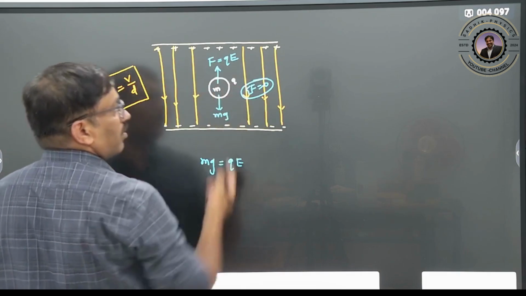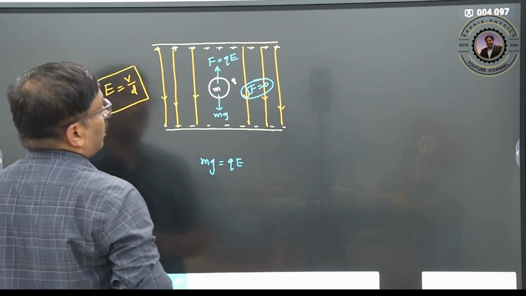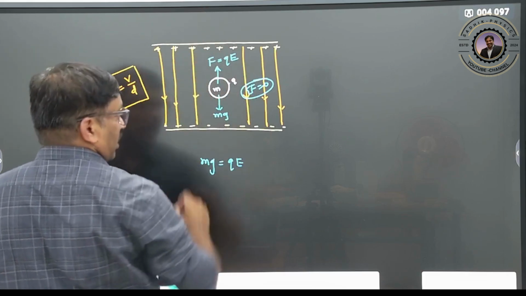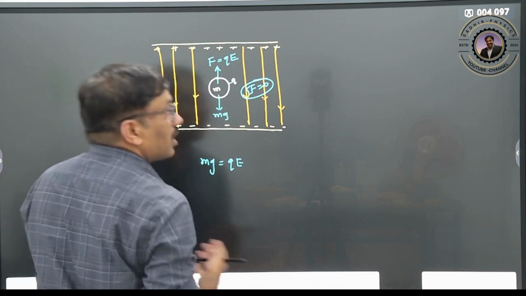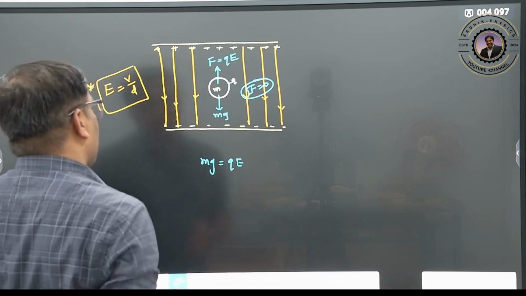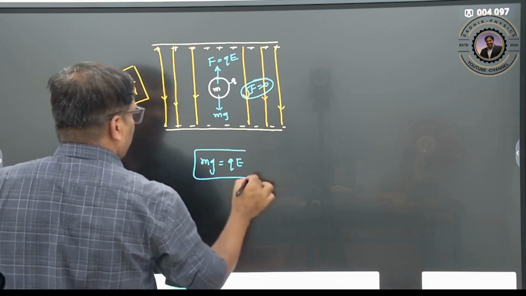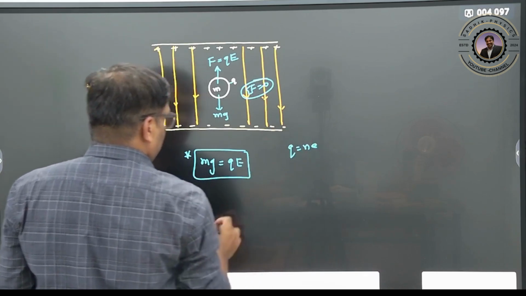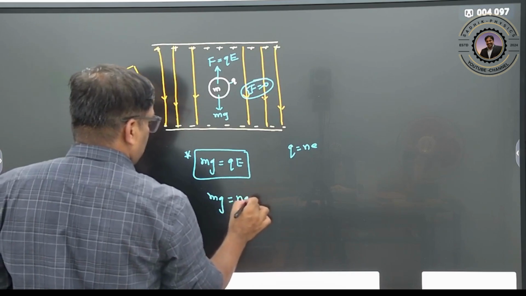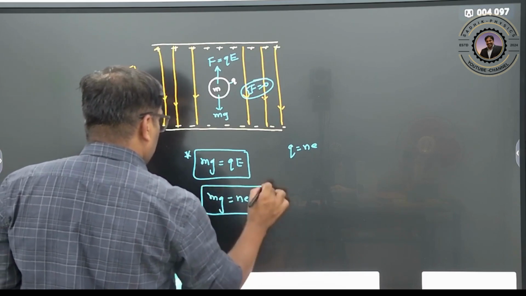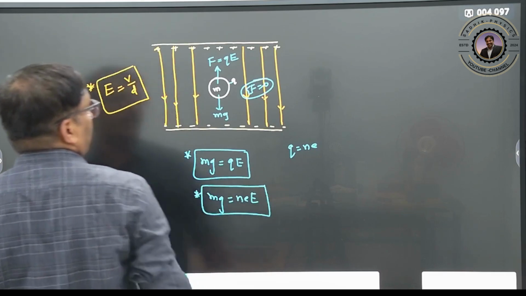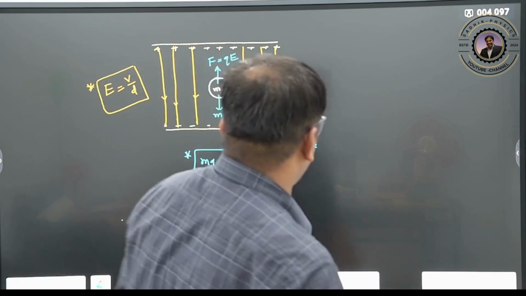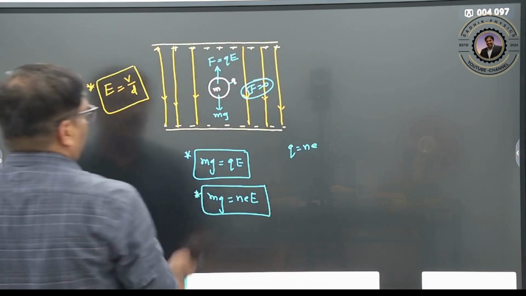Sometimes they will ask whether it is a positive charge or a negative charge. Here, given the direction of the electric field, the force is experienced in this direction, so it must be a negative charge. Negative charge means more number of electrons. They may also ask how many electrons are present. So q is equal to Ne, therefore mg is equal to Ne into E. The number of electrons can be calculated based on the direction of your electric field. You understand? Clear?